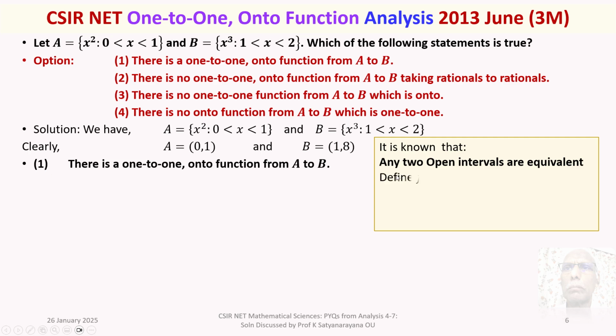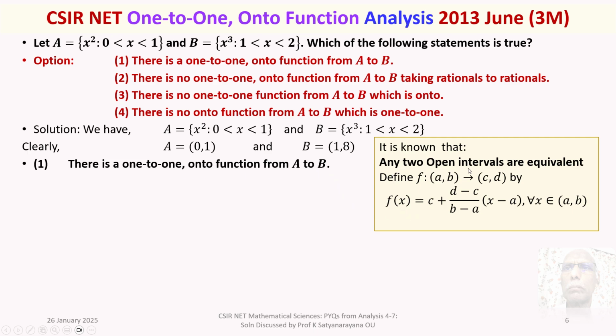Now define a function f from the open interval (a, b) to the open interval (c, d) by, you remember this, I am sure, f of x is equal to c plus (d minus c) by (b minus a) multiplied by (x minus a) for all x belongs to the open interval (a, b). This is a one-to-one and onto function. You can very easily show it. Therefore, it's a bijection.